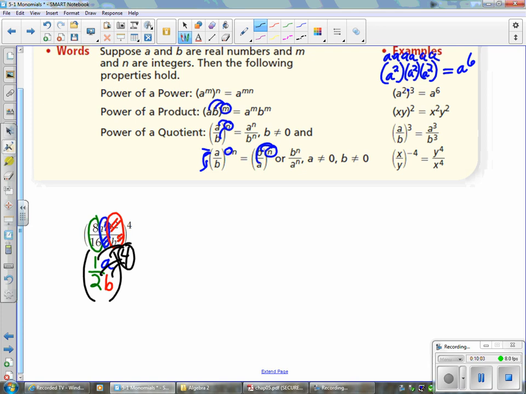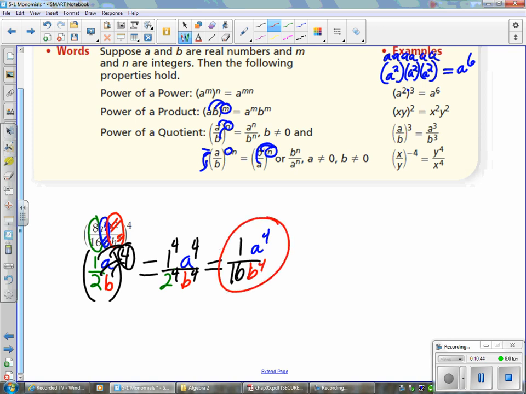So when I do that, that's going to equal 1 to the 4, an a to the 4, over 2 to the 4, and a b to the 4. Now I can simplify it. 1 to the 4 is still just 1. 2 to the 4 is 2 times 2 is 4, times 2 is 8, times 2 is 16. A to the 4 just stays a to the 4 on top, and b to the 4 is just b to the 4 on the bottom. There are no negative signs, so it's simplified.